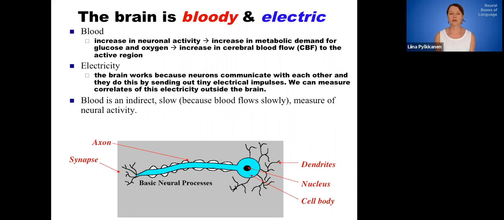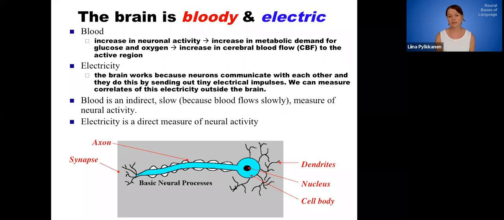So there are differences between the 2 types of methods, the blood-based methods and the electricity-based methods. And that is because the blood measure is a very indirect and slow measure of neural activity. The functioning of the brain will happen, and then as a consequence of that, the blood in that region is replaced, in a sense. Whereas electricity is a direct measure of neural activity. So for the techniques that actually measure the electrical activity, the measurement is capturing something that is happening right then.